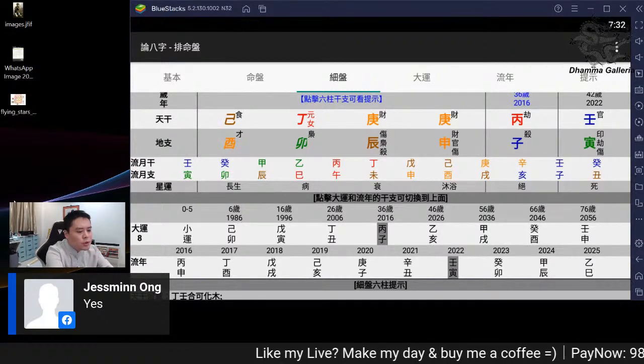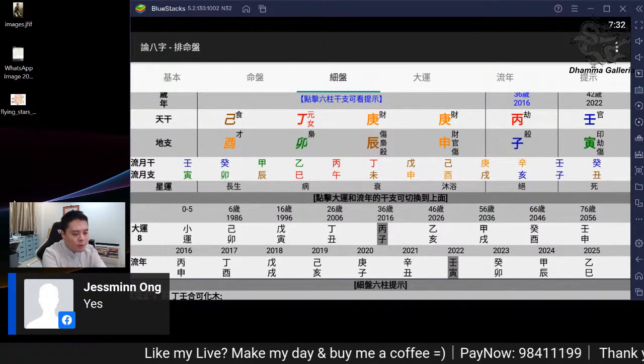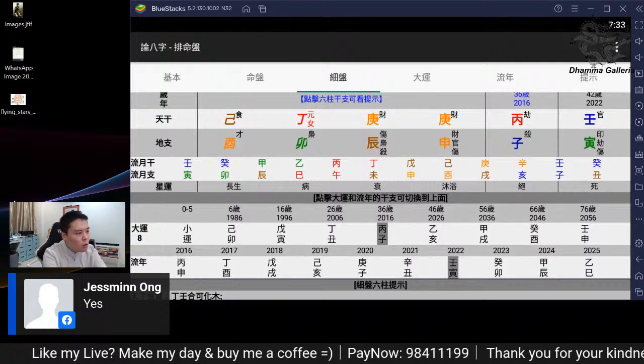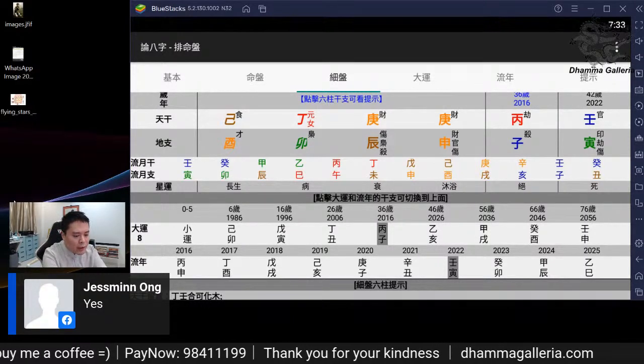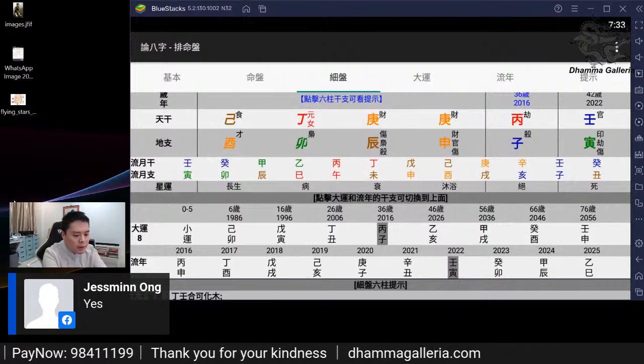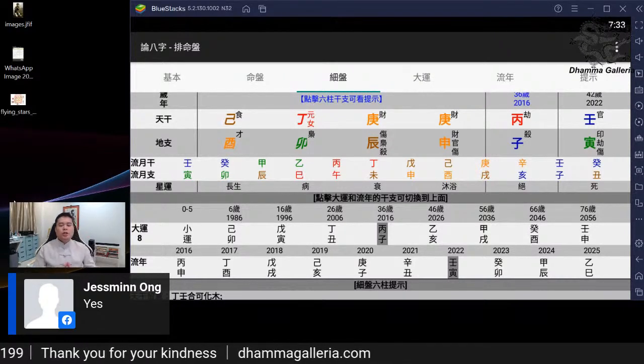Okay, the mantra goes like this. Om Mani Padme Hum. Okay, it's called Om Mani Padme Hum. You can actually find it or Google it online. Then you chant it 9 times.